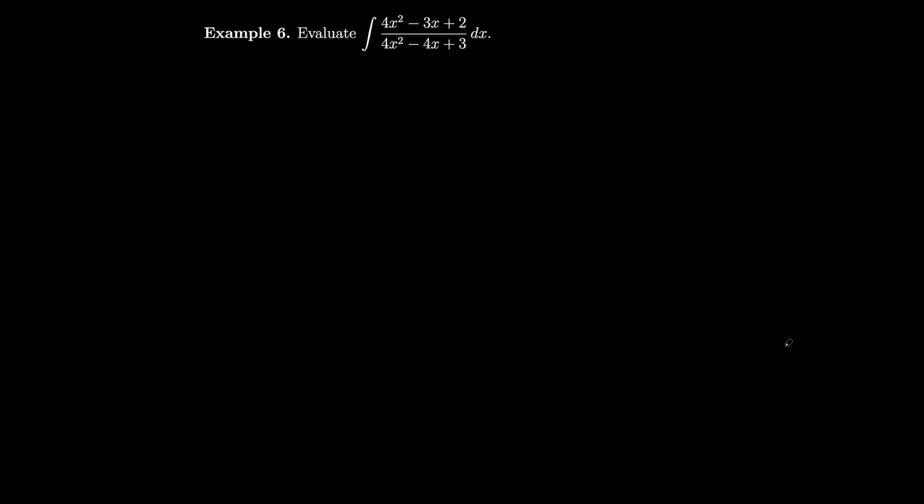Okay, so in this case, it looks like the degree of the numerator is greater than or equal to the degree of the denominator, so we'll divide first. When we do the long division, which I'm not going to write out this time, we get (4x² − 3x + 2) / (4x² − 4x + 3) = 1 + (x − 1) / (4x² − 4x + 3).